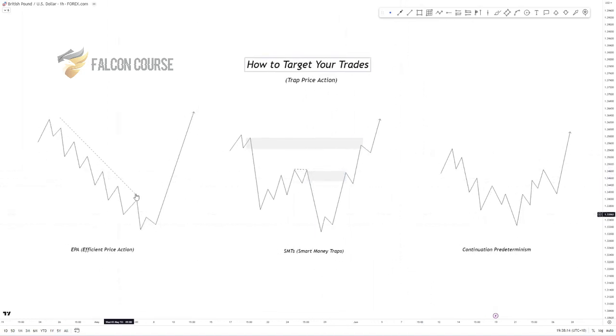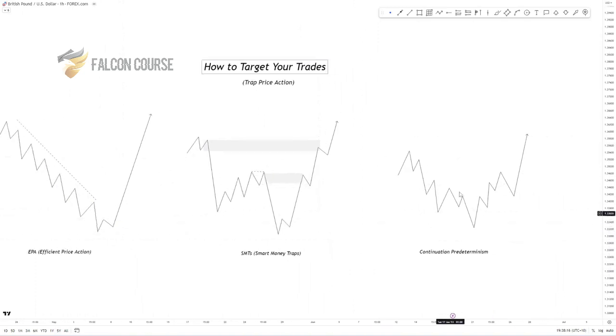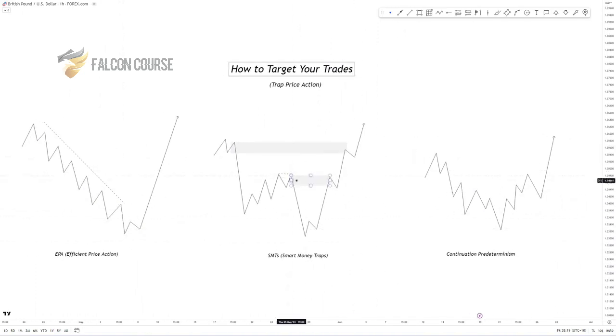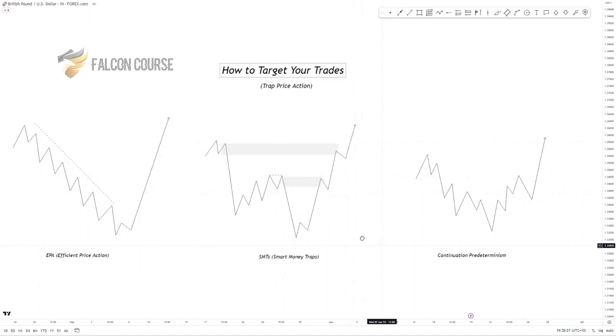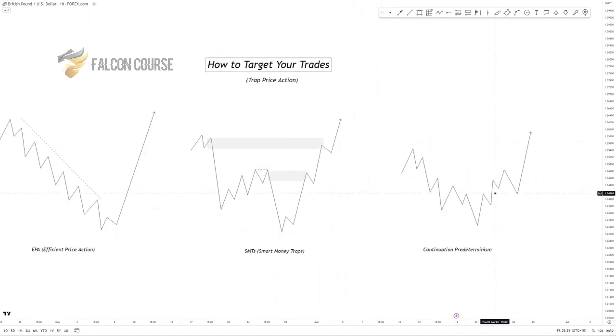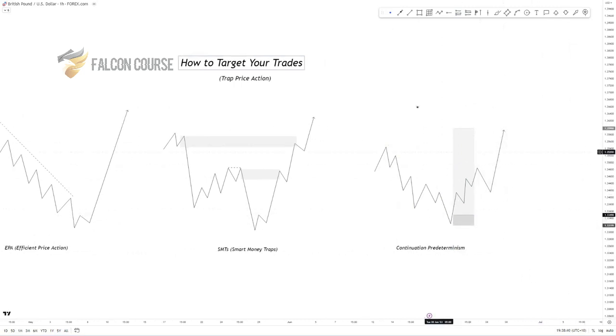Okay, so EPA, smart money traps, and this one's not necessarily a structural thing. It is structural, but it's not necessarily like these two. This is a bit more of being in the trade and waiting. So let's say we're in this trade here, just randomly. Now we're entering a supply level here that has inducement. So what does that mean? It means it's a valid supply level, and it follows our rules of being valid as well.